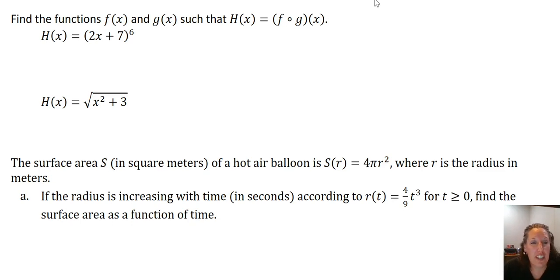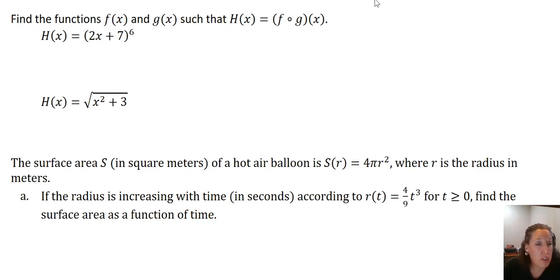Well, in this video, we're going to take a look at decomposing some functions, finding functions f and g that compose together and give you another function, and look at an application of compositions of functions. All right, so decomposing functions is used quite a bit in calculus. And so what we're going to do is find the two functions f and g that, if we compose them together, we get our function h.